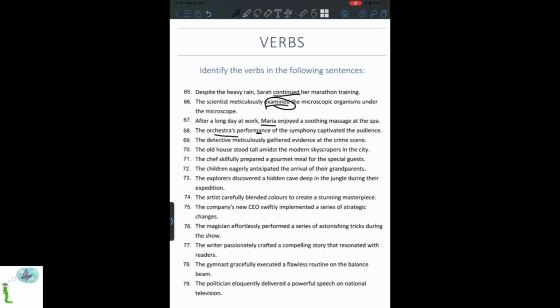The orchestra's performance of the symphony captivated the audience. So even though the performance is being done, the subject of the sentence is the audience, and they're being captivated. So captivated is going to be the verb in the sentence.